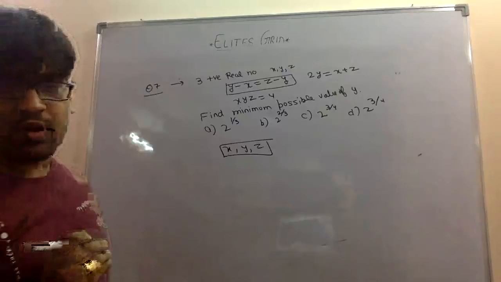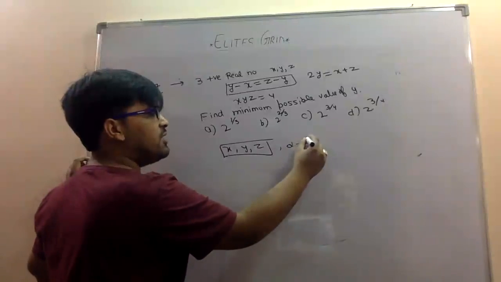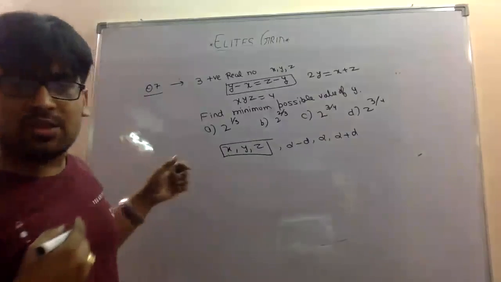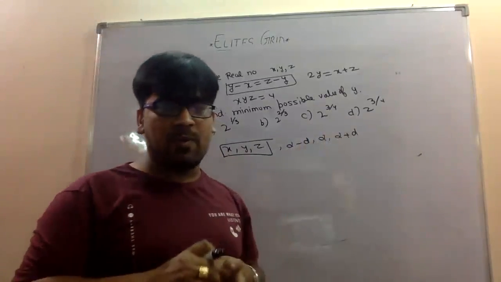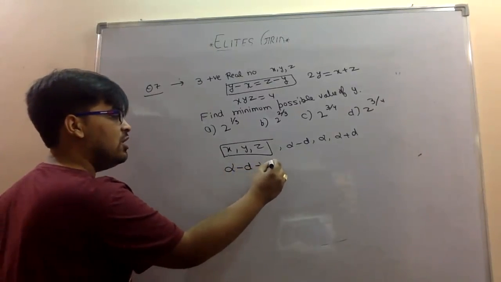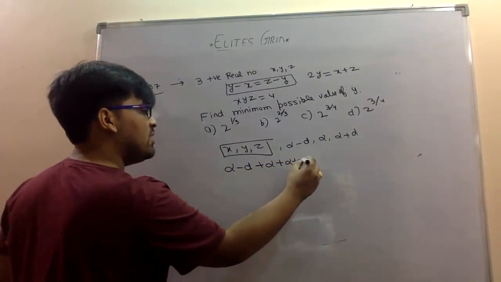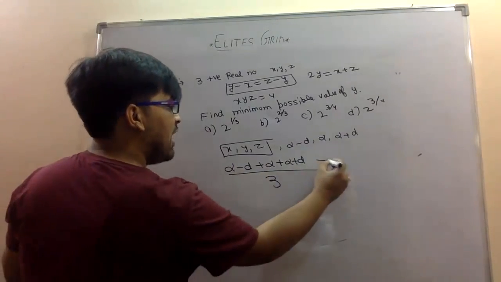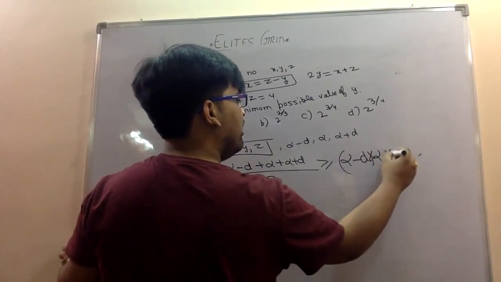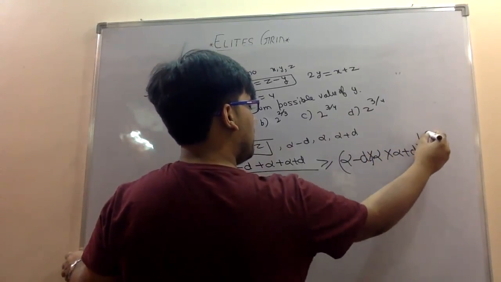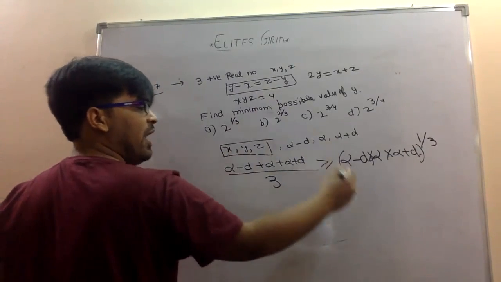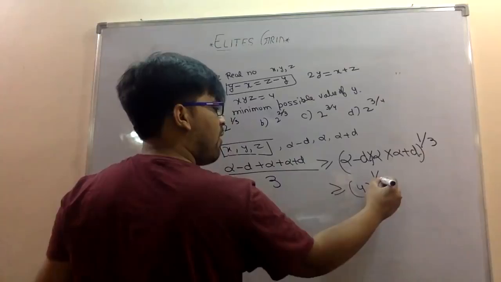अगर अरिथमेटिक प्रोग्रेशन का फॉर्मेशन हो रहा है, you can take one value as alpha minus d, other value is alpha and other value is alpha plus d. These are 3 values. Now you can apply AM greater than GM, that means alpha minus d plus alpha plus d divided by 3 is greater than or equal to alpha minus d into alpha plus d to the power 1 by 3. Now alpha minus d into alpha into alpha plus d is nothing but x into y into z, value of which is given, so 4 to the power 1 by 3.